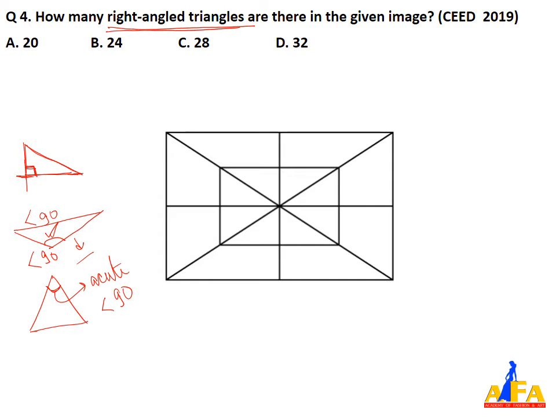More than 90 degree. Sorry. Options are no? More than 90 degree, and acute angle is less than 90 degree. Okay. So these topics you will see in other topics. So here you have to calculate the number of the right angle triangles.